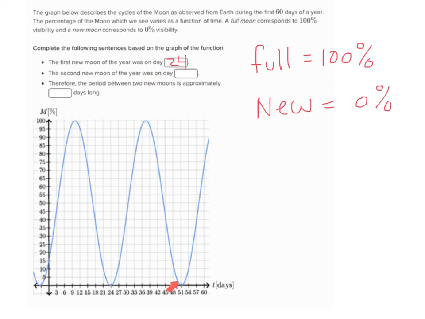So there's another new moon right here after how many days? 51 days. Good. Now it says, therefore, the period between the two new moons is how many days? Yeah, you can just do 51 minus 24, and it gives you what? 27 days.